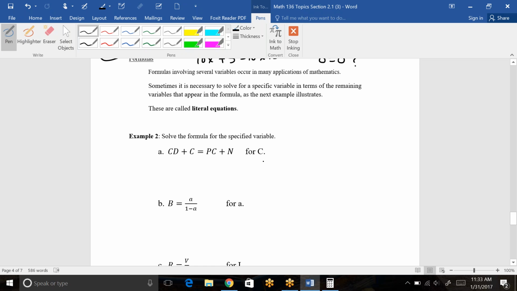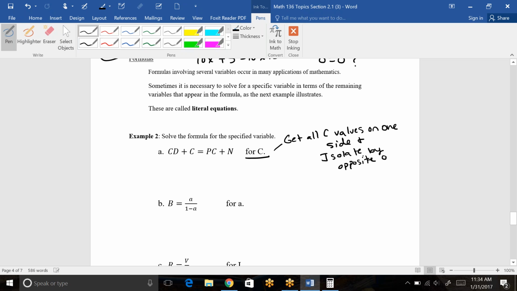So for example, this first one says, take this equation that we give you, or formula, and solve it for C. What this means is get all C values on one side and isolate by opposite operations. Opposite, let me write that out. Sometimes it doesn't help to abbreviate too much. So opposite operations.